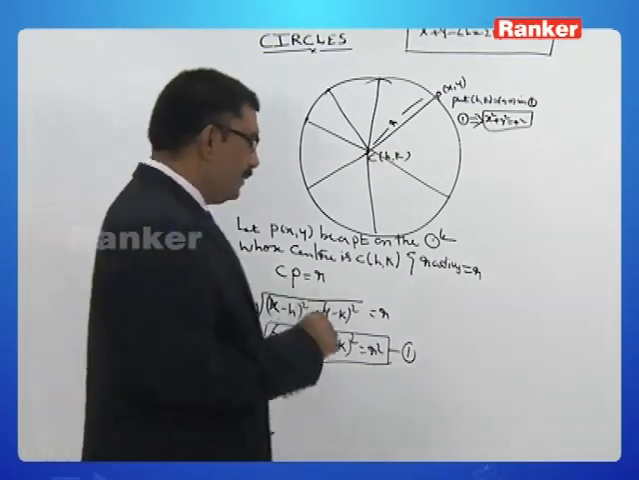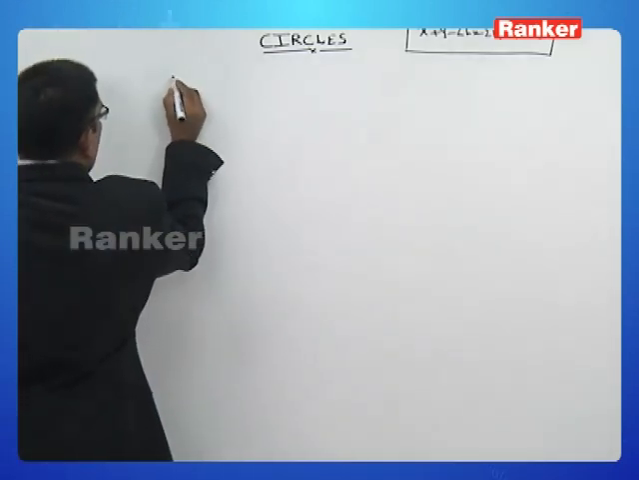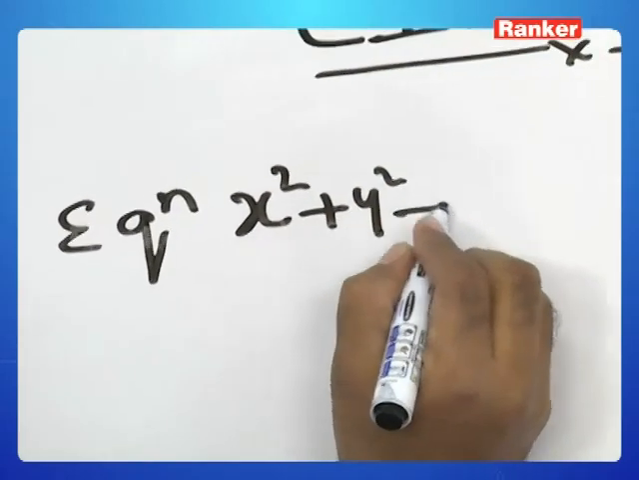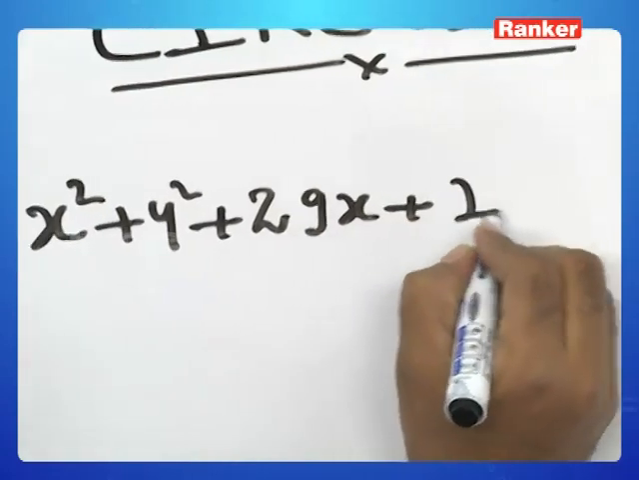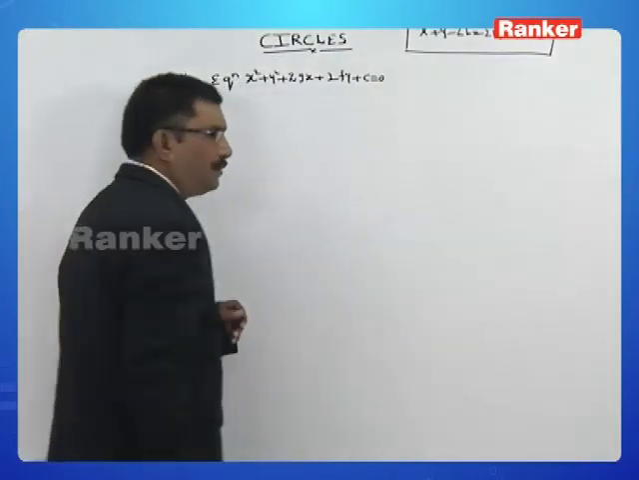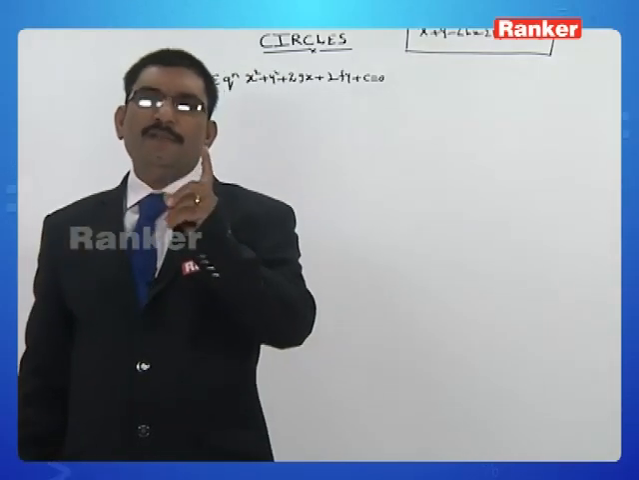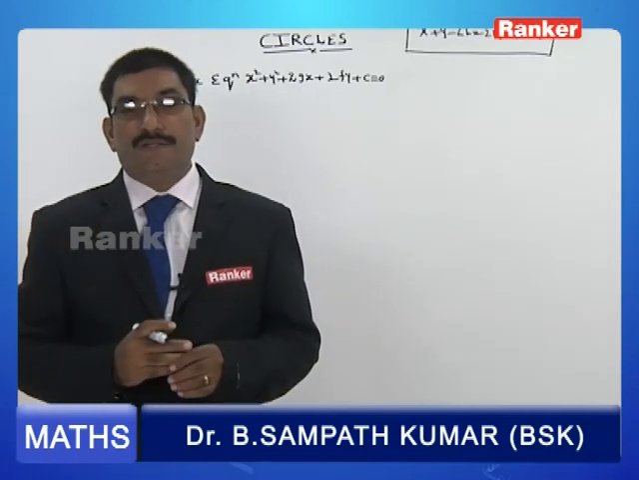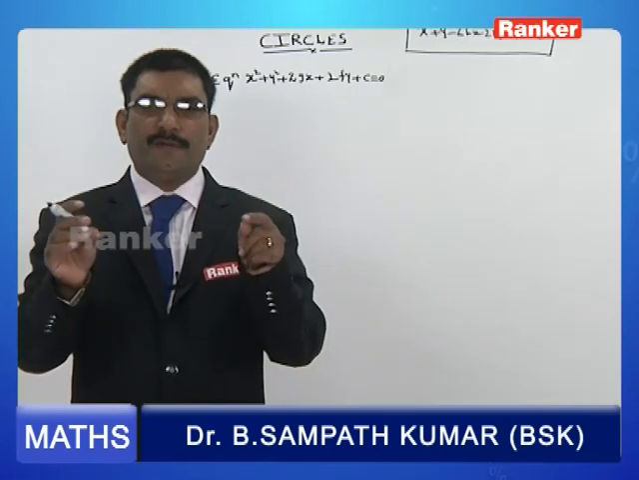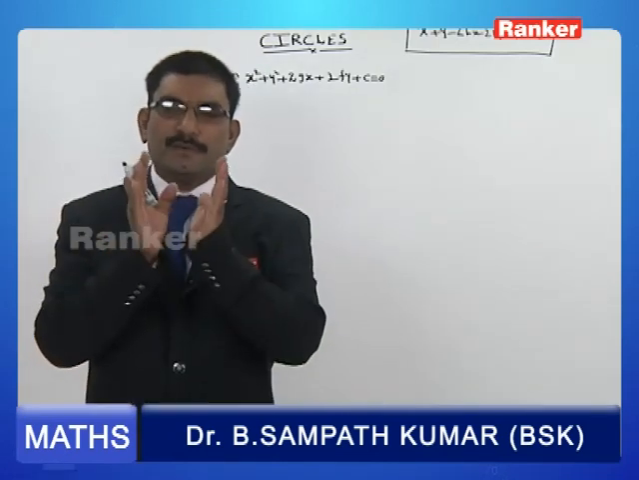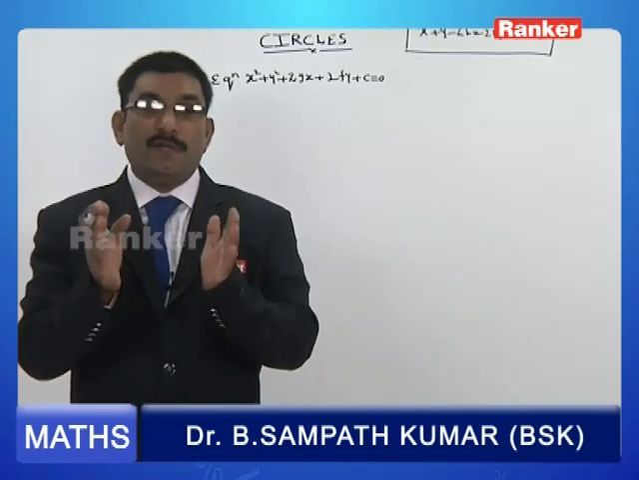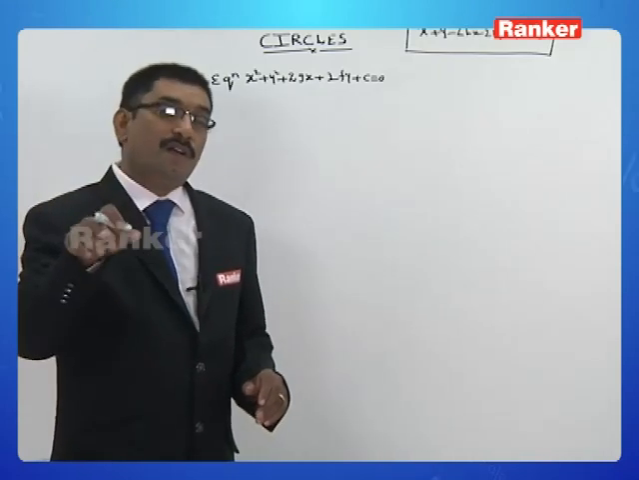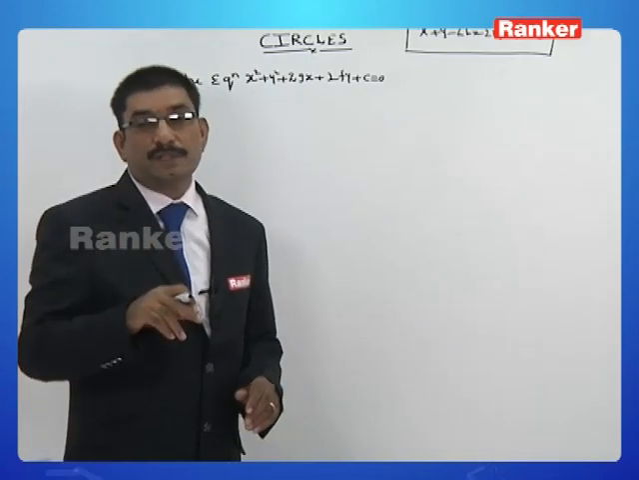Now I want to show that you can take this equation x square plus y square plus 2gx plus 2fy plus c is equal to 0. This also represents an equation of a circle having a center minus g comma minus f and radius square root of g square plus f square minus c. Before telling it has center minus g comma minus f, first of all we have to reduce this equation to either x square plus y square is equal to r square or x minus h whole square plus y minus k whole square is equal to r square.